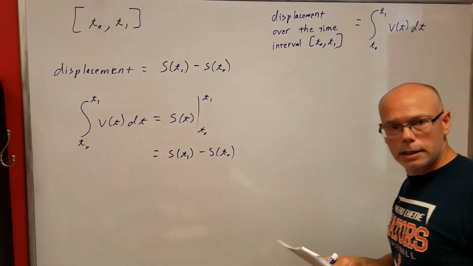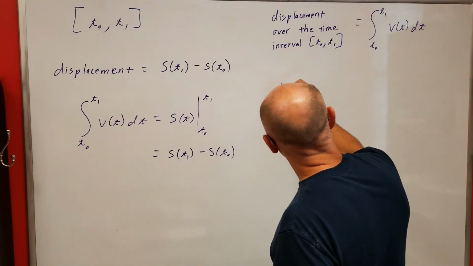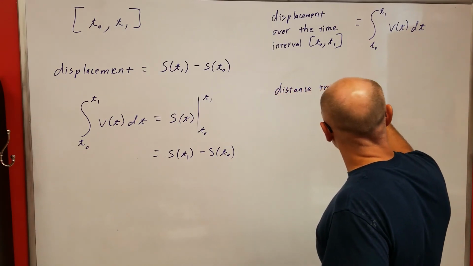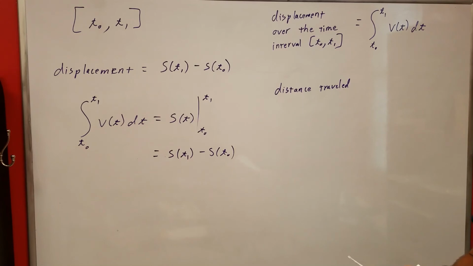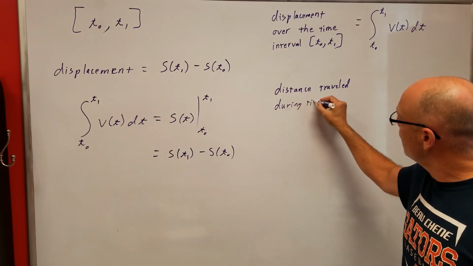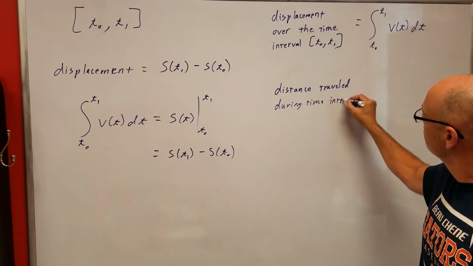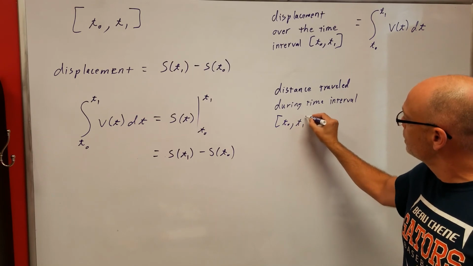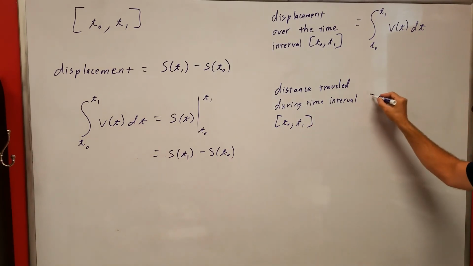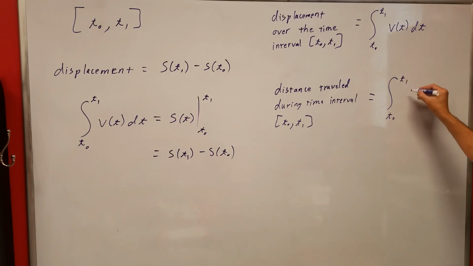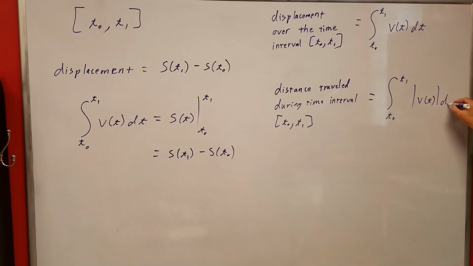How about the distance traveled? Distance traveled during the time interval from t sub 0 to t sub 1. That's going to be given by this: the integral from t sub 0 to t sub 1 of the absolute value of your velocity function, okay?